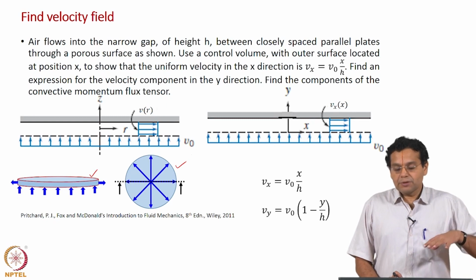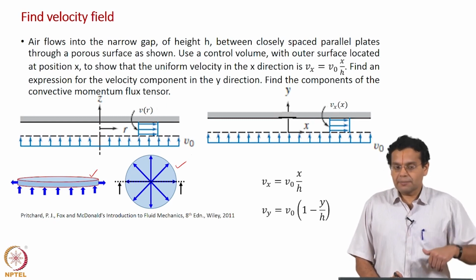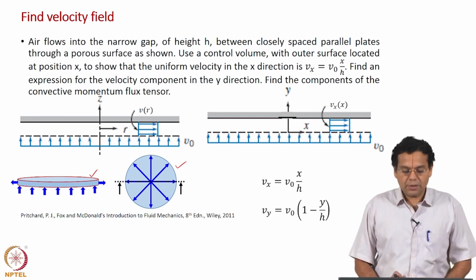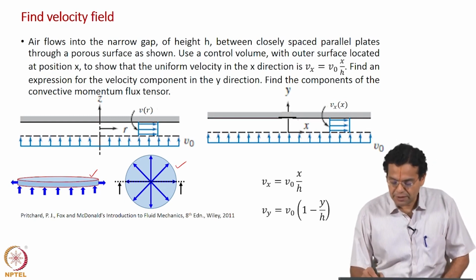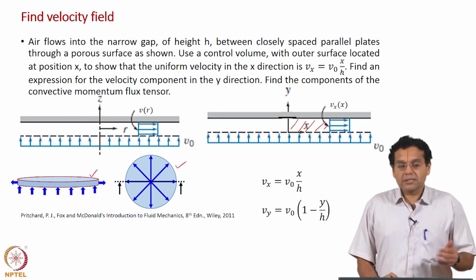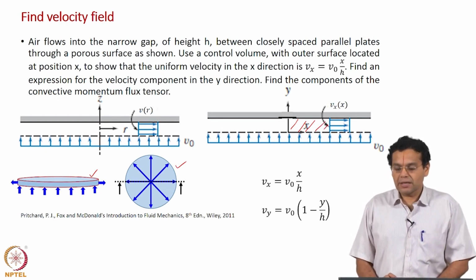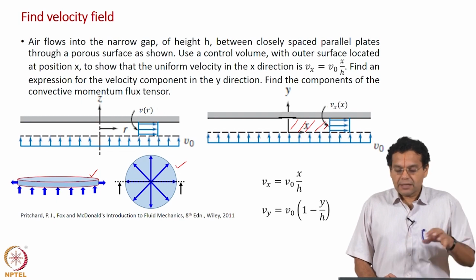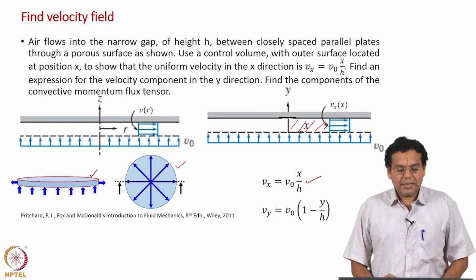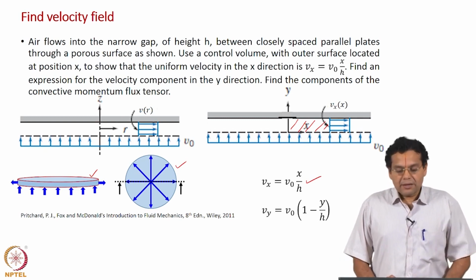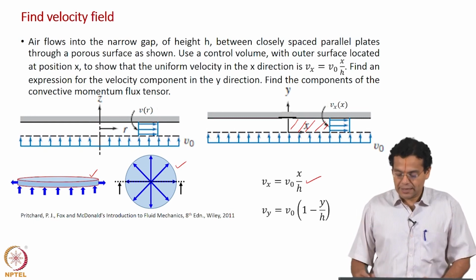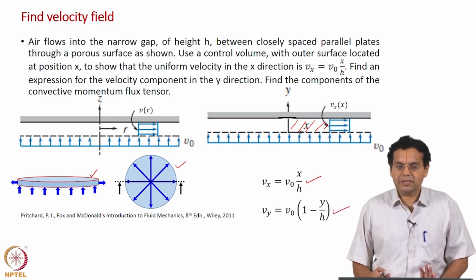In this example we used both the integral balance and the differential mass balance. In fact, we used a control volume with outer surface located at position x. So, this was our control volume. To show that the uniform velocity in the x direction is Vx equal to V naught x by h, we use the integral balance, and that expression is given here. Then we use the differential mass balance to find the expression for the velocity component in the y direction. So, this was determined by using a differential mass balance.